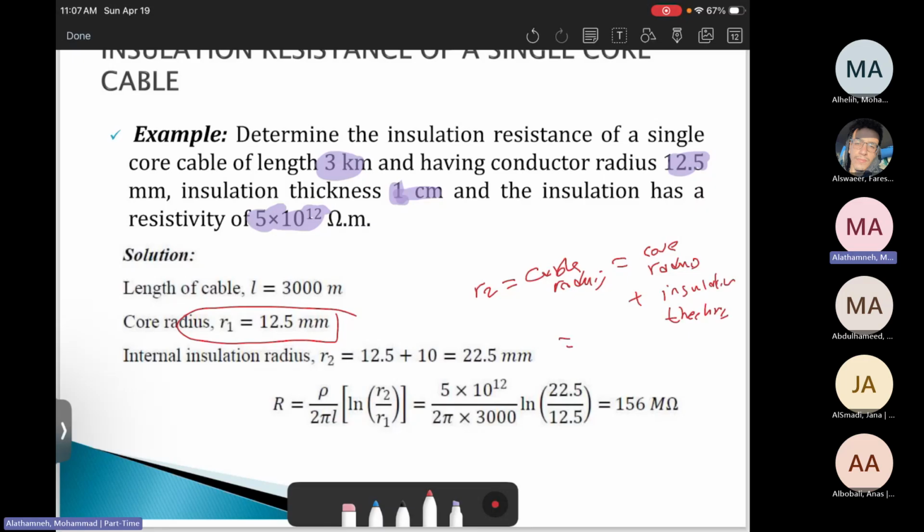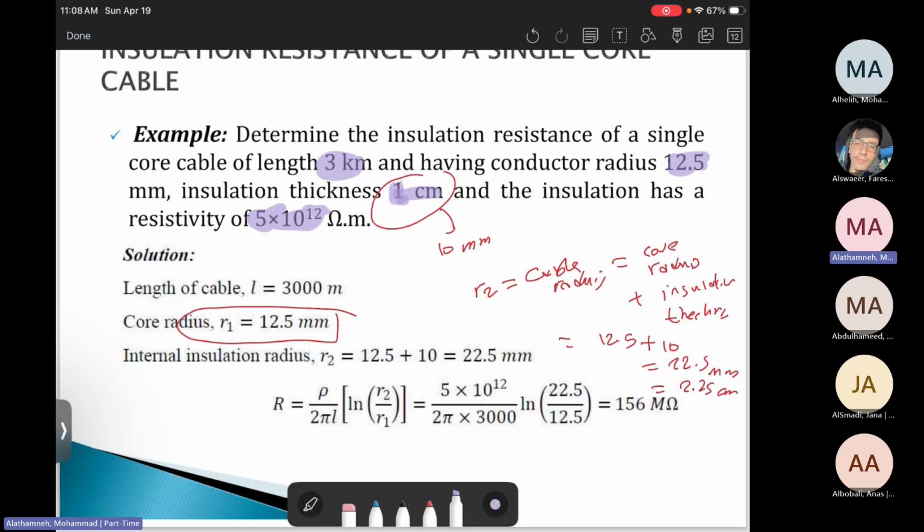So the core radius has already been given as 12.5, the insulation is given as 1 centimeter, which is actually 10 millimeters. So in terms of millimeters, it will be 22.5 millimeters, or if you want to write it in centimeters, 2.25 centimeters, whatever you like. Then after that, we can substitute them directly.